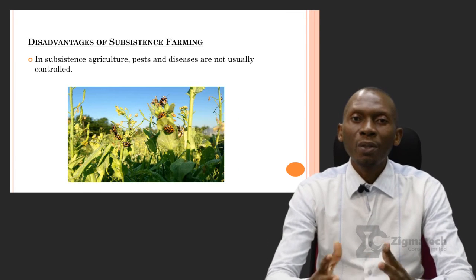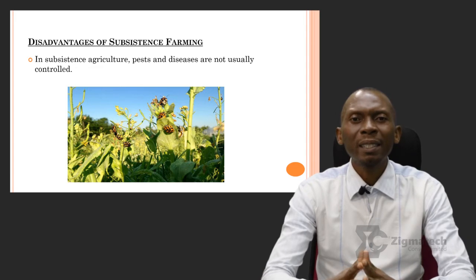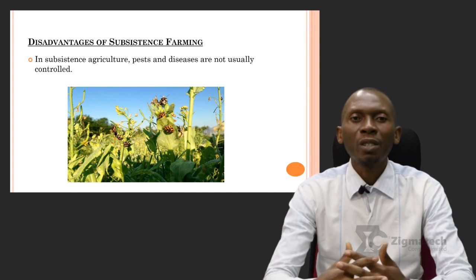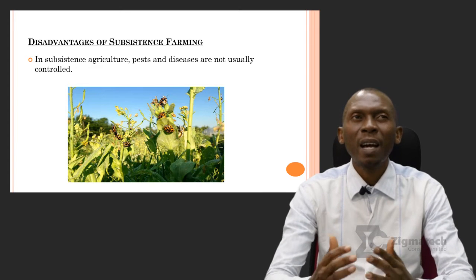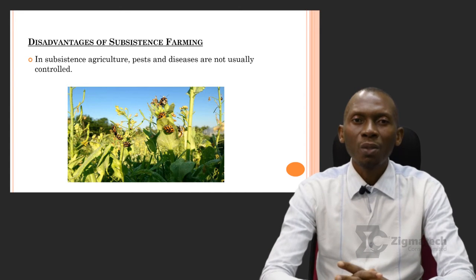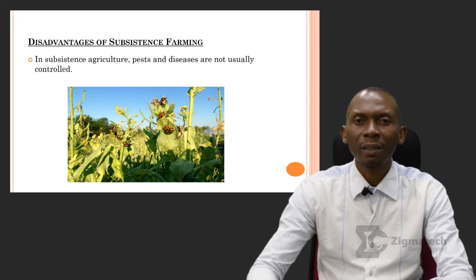In subsistence agriculture, we also have a problem where pests and diseases are not usually controlled. Remember, I said earlier on that the farmer does not make use of agrochemicals. So he's faced with a lot of attacks from pests and diseases.